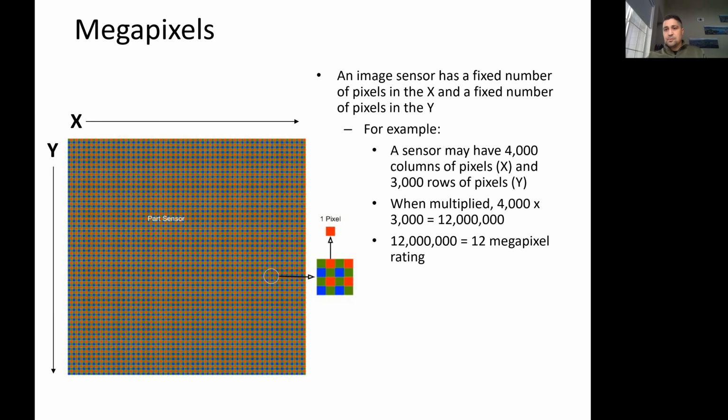Let's talk about megapixels, okay? So, like I said, the X versus Y sensor dimensions are important.